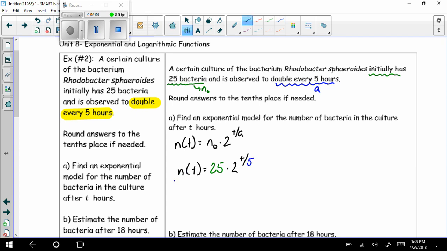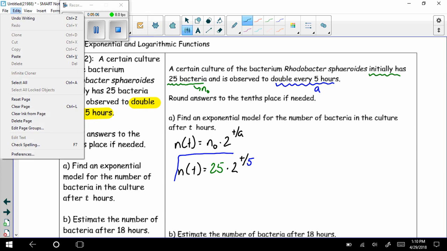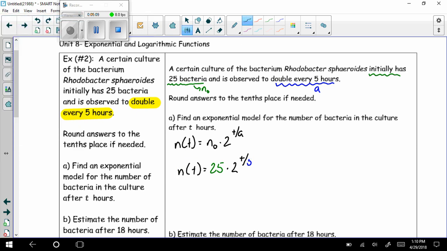Initially, that's all I want. I want a model, which means that I'm looking for an equation for you to write. I don't want you to fill out various pieces of it. What I want is a situation where you can plug in different values for t in order to evaluate them. So we've created the model.